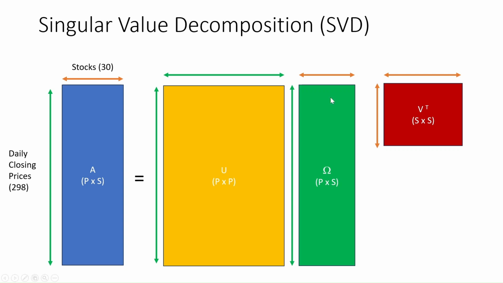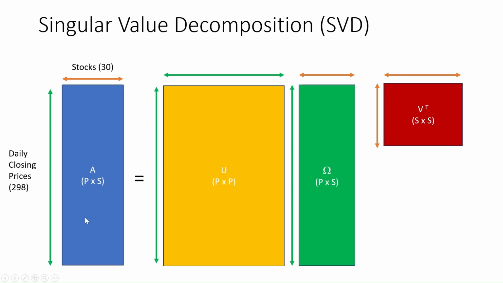A word about singular value decomposition. Now let's introduce SVD, which is the backbone of PCA. In simple terms, SVD is a mathematical technique that decomposes a matrix into three components: U, sigma, and V transpose. Think of it as breaking down a complex puzzle into manageable pieces. So we have our matrix A, which is nothing but stock data. We have 30 columns and 298 rows, each depicting a trading day. And our goal is to decompose this matrix into three parts: U, sigma, and V transpose.